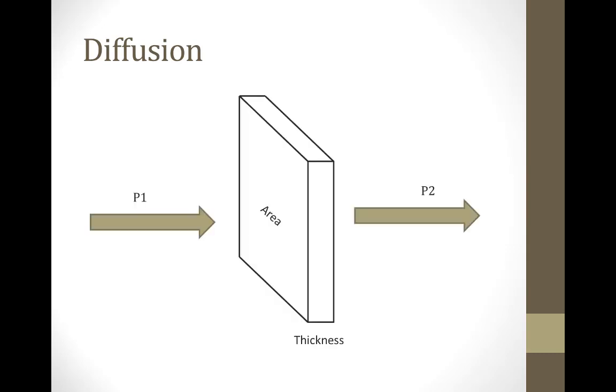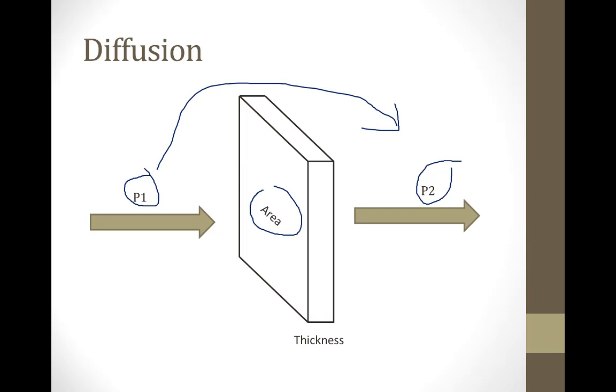So this is just a picture that illustrates those concepts. So the difference between the pressure here and the pressure here will drive diffusion. The more pressure difference there is, the more diffusion that will occur. The area here influences diffusion. If there's more area, you can get more diffusion. And then finally, the thickness is a factor. The thicker the area that the gas has to diffuse across, the less diffusion that will occur.